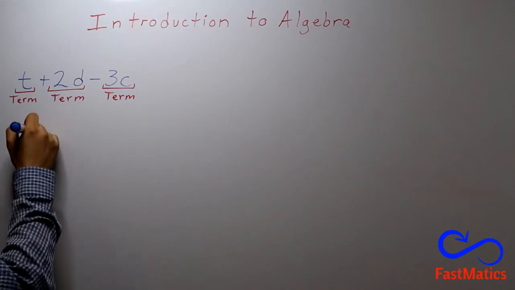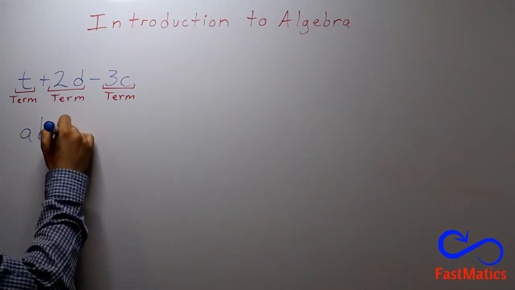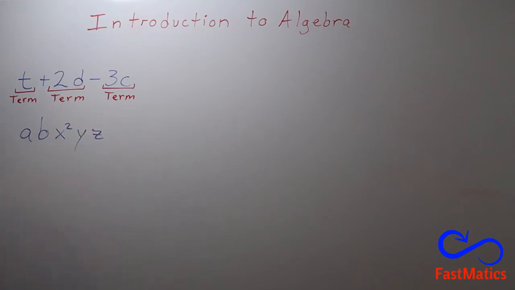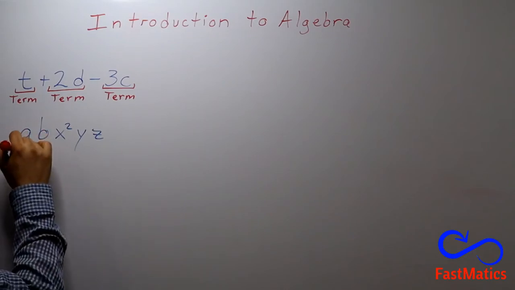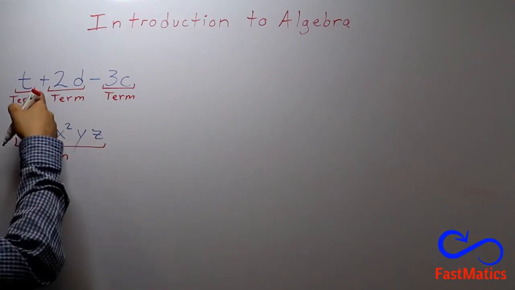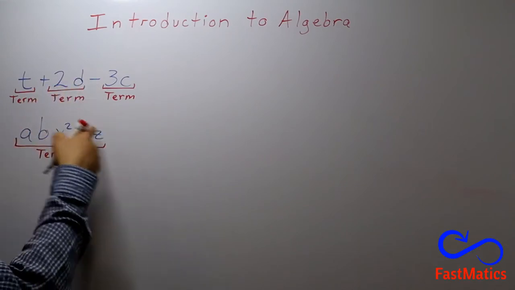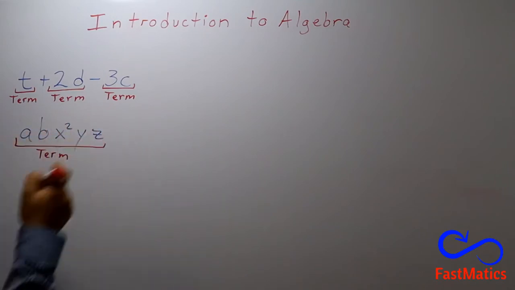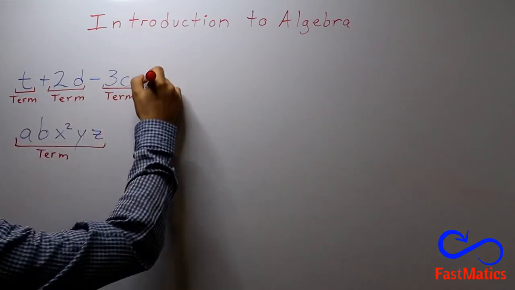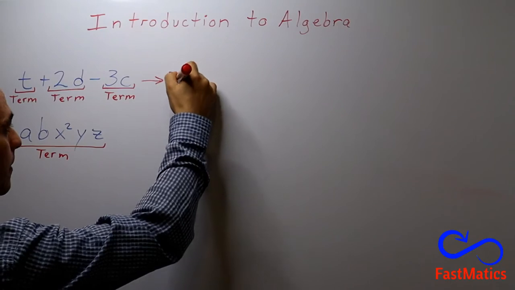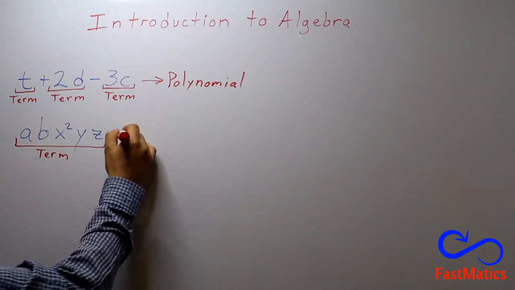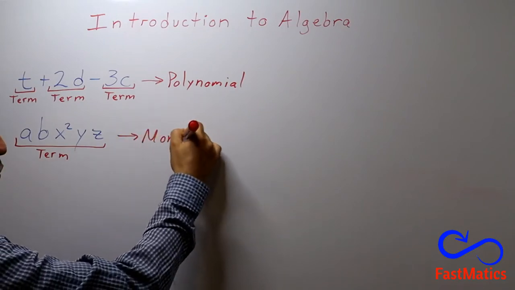So, for instance, if you have a, b, x squared, y, z, here you have only one term, because you don't have plus or minus between the variables. It is very important. If you have two or more terms, it is called a polynomial. But if you have only one term, it is called a monomial.